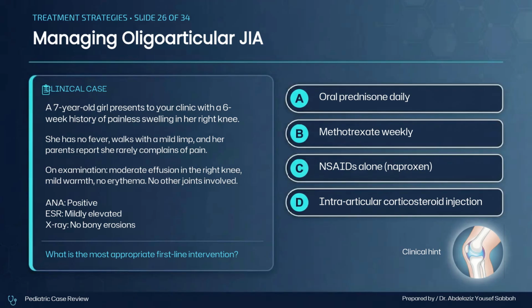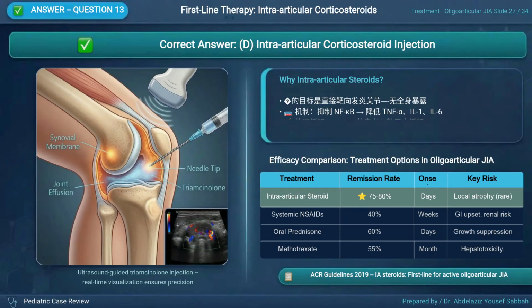Option A, oral prednisone daily. Option B, methotrexate weekly. Option C, nonsteroidal anti-inflammatory drugs alone, such as naproxen. Option D, intra-articular corticosteroid injection. The correct answer is option D, intra-articular corticosteroid injection. This directly targets the inflamed joint with no systemic exposure. The mechanism involves suppressing nuclear factor kappa B, which reduces tumor necrosis factor alpha, interleukin-1, and interleukin-6. Rapid remission occurs in 70 to 80% of patients within weeks.